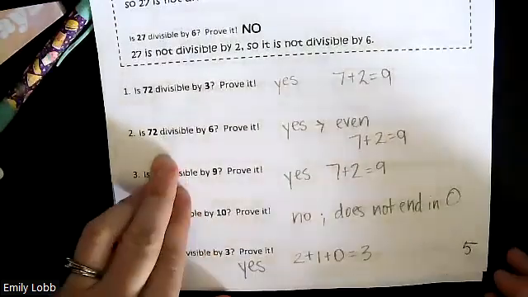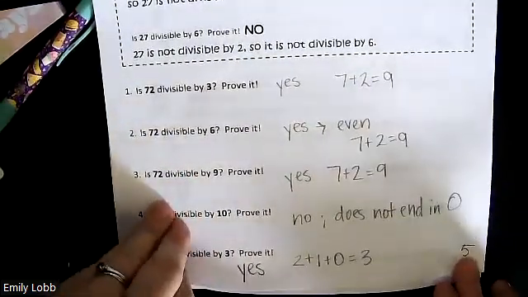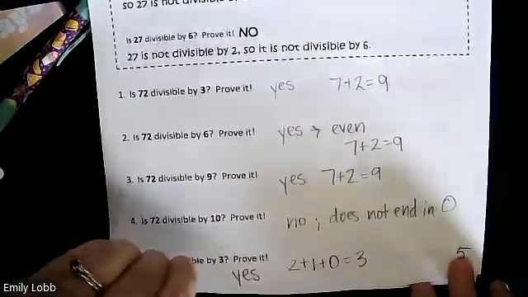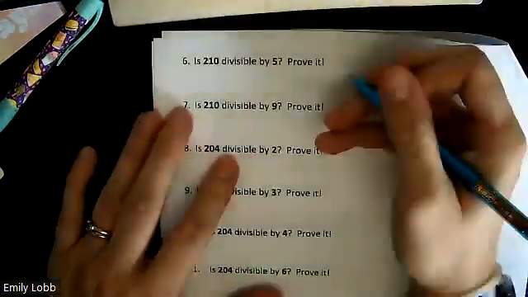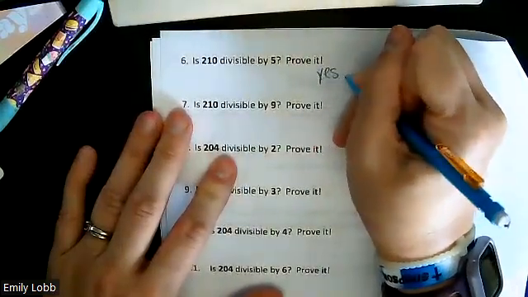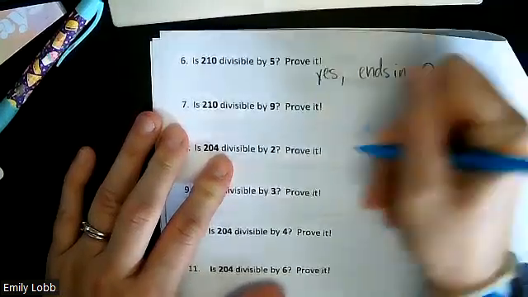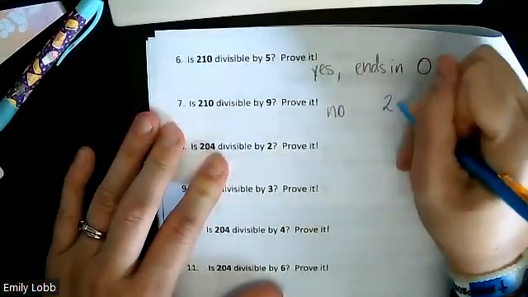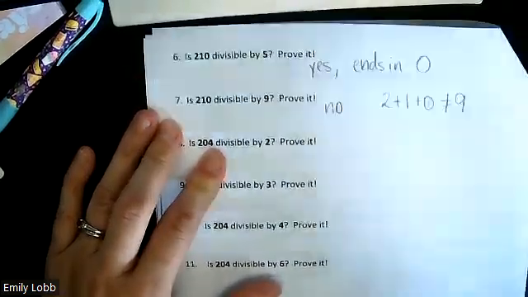Page number 6. Guys, you were supposed to have this done. I'm just going over answers. All right. Is it divisible by 5? Yes. You can say ends in 0. This would be no, because 2 plus 1 plus 0 does not equal 9. It equals 3.